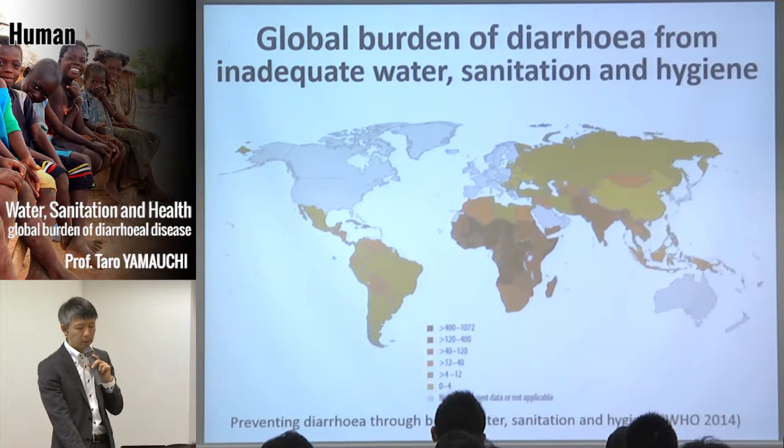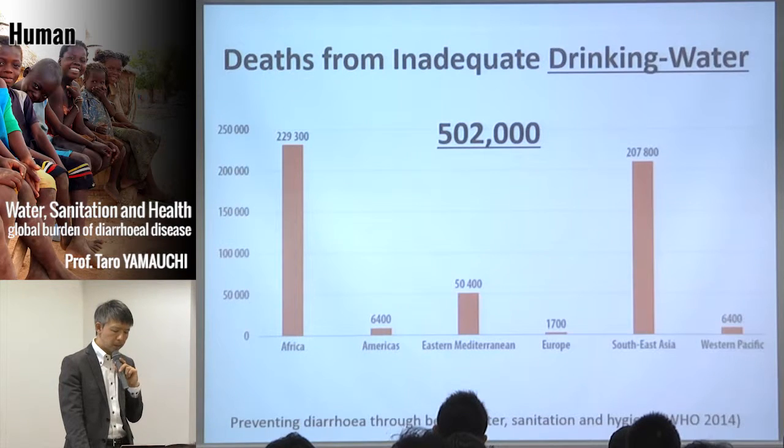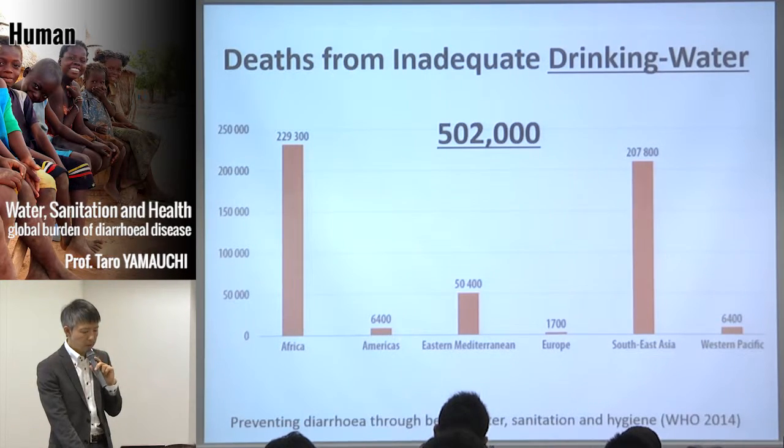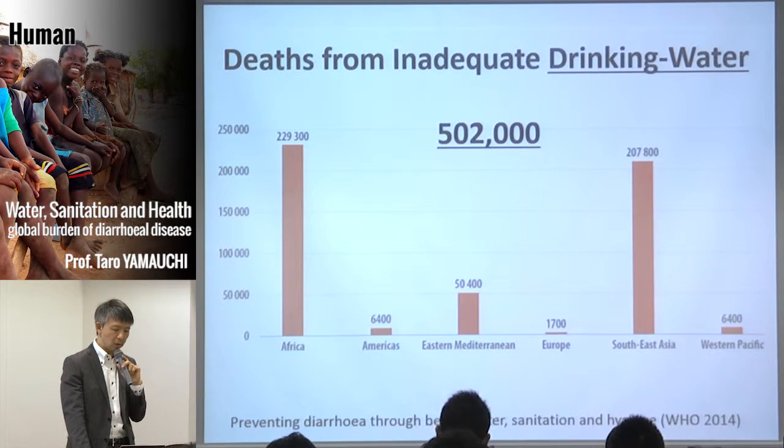Finally, I'd like to summarize the global burden of diarrheal disease that could be attributed to inadequate water, sanitation, and hygiene, both separately and in combination. The burden of disease was estimated based on the distribution of the use of different types of water sources and the associated risk of diarrhea, outlined in this presentation so far. Note that 502,000 diarrheal deaths that occurred in the low and middle income countries can be attributed to inadequate drinking water. Of these deaths, 88% occurred in Africa and Southeast Asia.